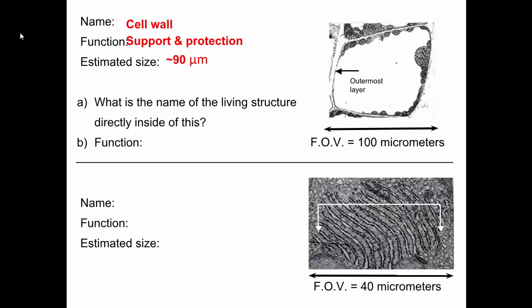Is it living? No, it's basically just that shell around the outside, a non-living shell. What's the next layer in? That would be the cell membrane, which determines what can enter and leave the cell.